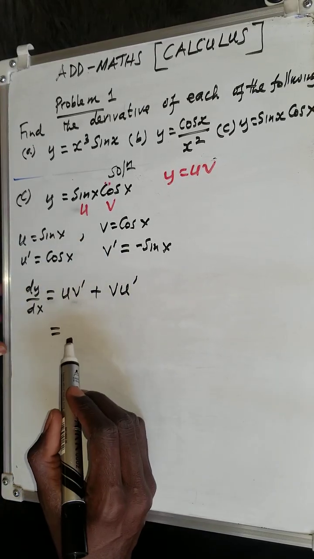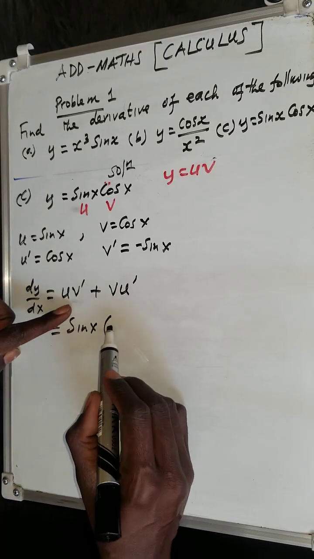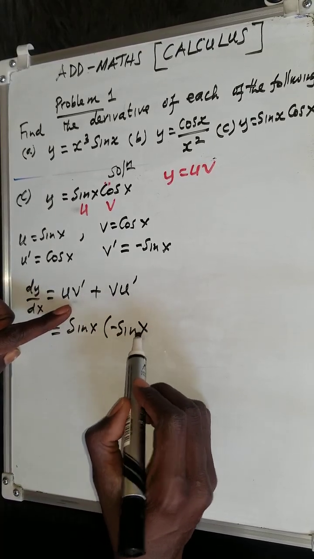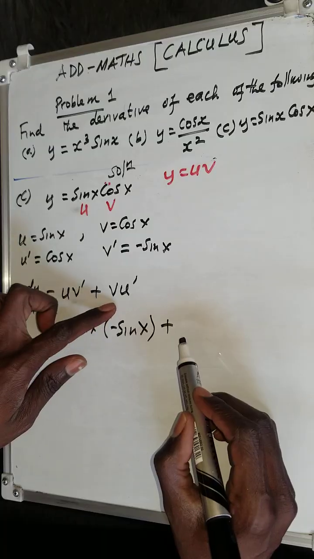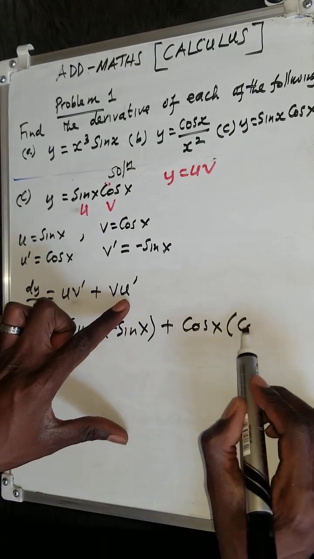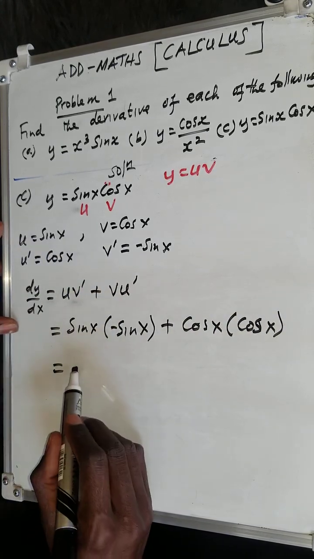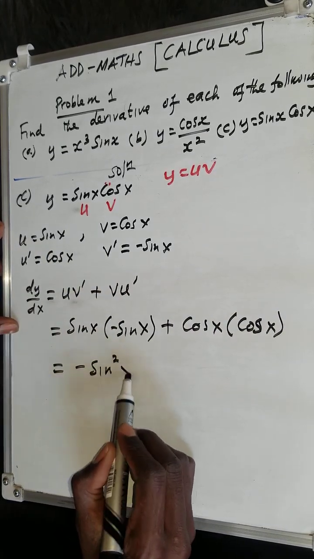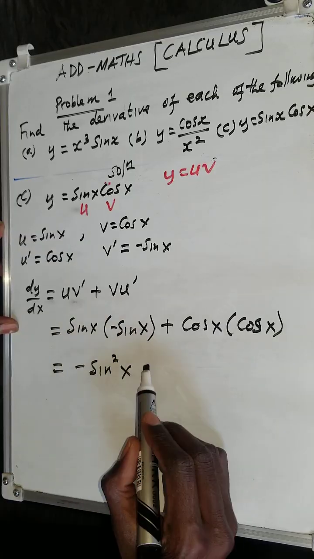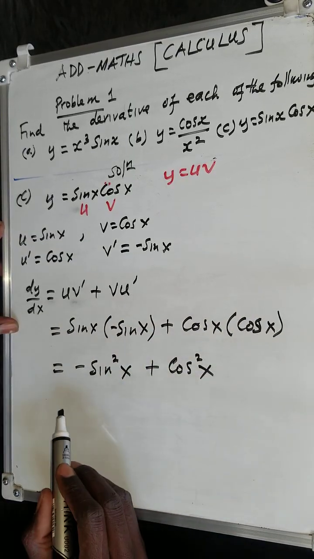So what is my u? It is sine x, and the derivative of v is negative sine x, plus what is my v? It is simply cos x, and what is the derivative of u? It is simply cos x. If you notice, this times that will give us negative sine squared x, plus this times that will give you cos squared x.